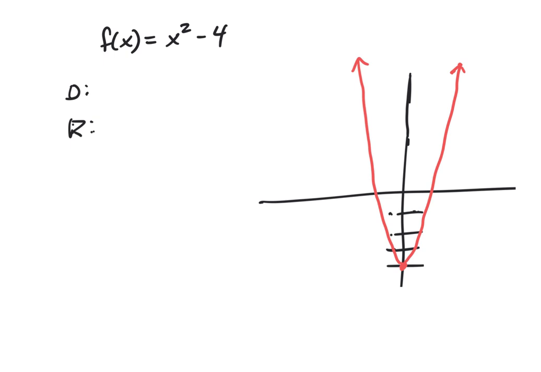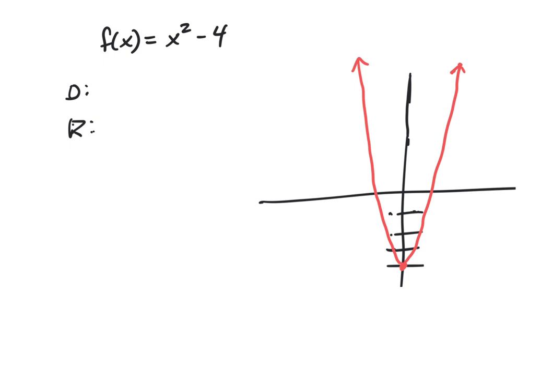And the purpose of this is not to graph it, so we don't need to get real specific with our points or anything like that. We're just using a sketch of this to help us identify the domain and the range. Okay? So, domain. How far left and right is this graph going to extend?